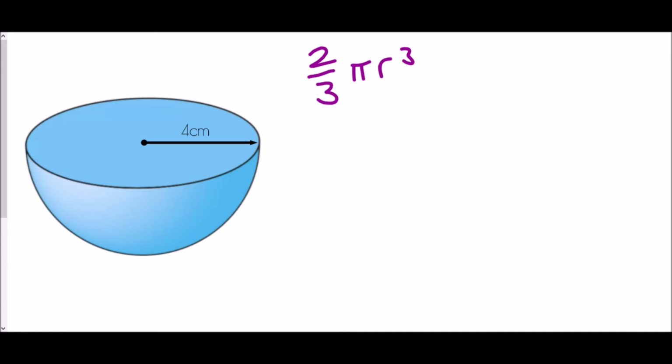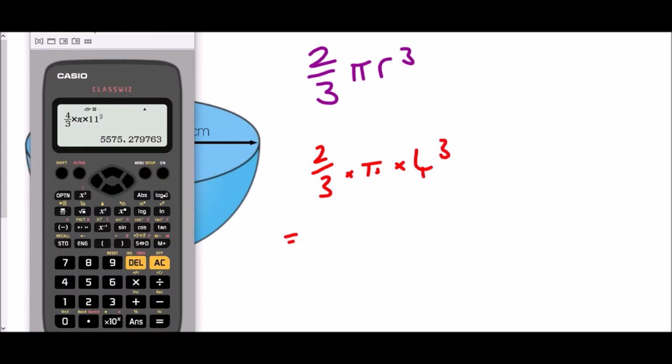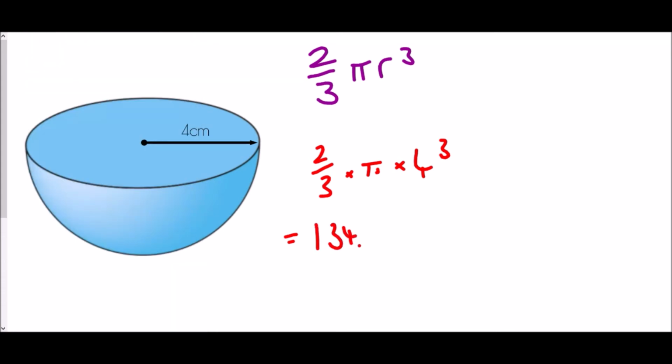And so all I need to do here is 2/3 times pi times 4 cubed. And again, just grabbing the calculator and typing in exactly that. So 2/3 times pi times 4 cubed. And that gives me 134.04 centimetres cubed.